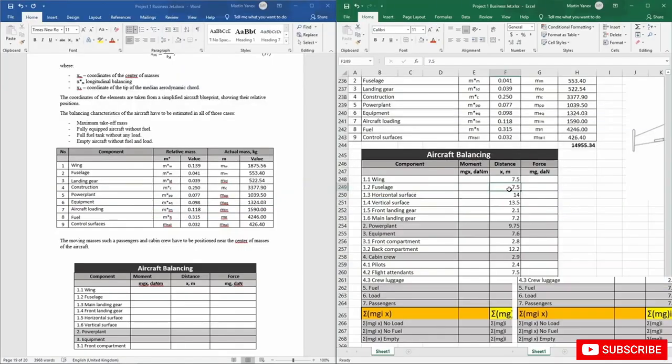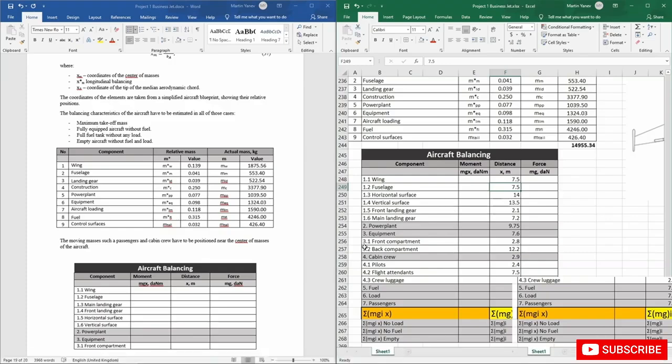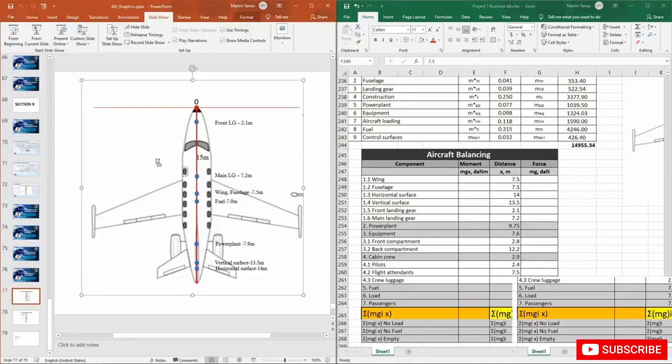Hello everyone, today we are going to start our balancing estimation by estimating the balance of the construction of the aircraft. So you can see here I already chose what is going to be the distance of our components from the origin of the aircraft, and actually I will display here the picture so you can see what I mean. So here is an example of the position of some of the masses of the aircraft.